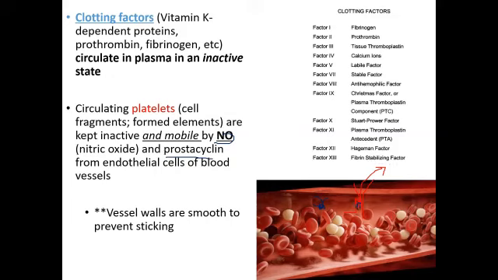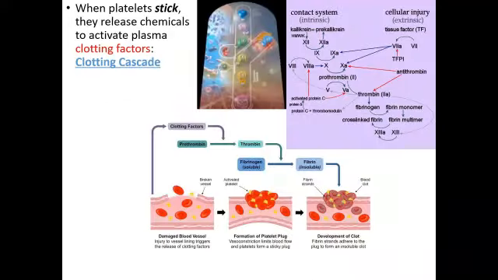Right? And as soon as they start sticking together, they are actually going to turn on this series of clotting factors. What we can see here is that when platelets start to stick together, they release chemicals that initiate what is called the clotting cascade. And so this here is something that we'll talk about again in just a couple minutes. But essentially, each of these represents a clotting factor.